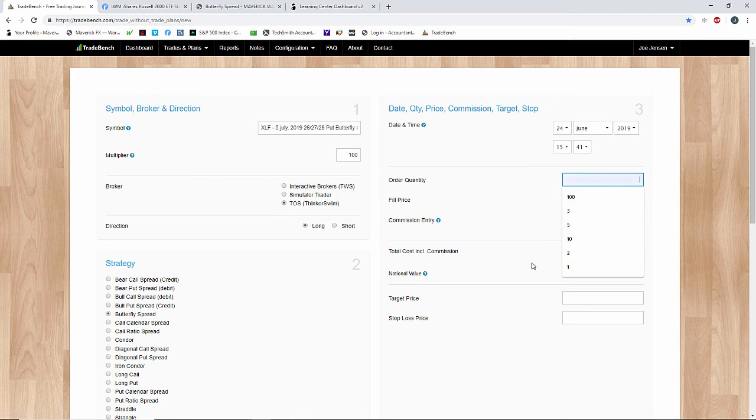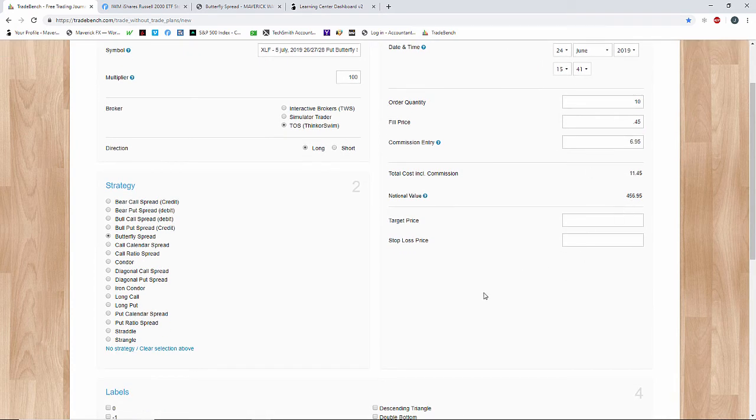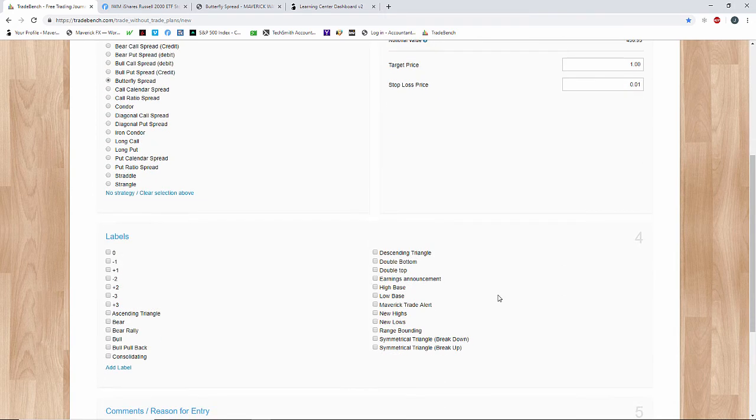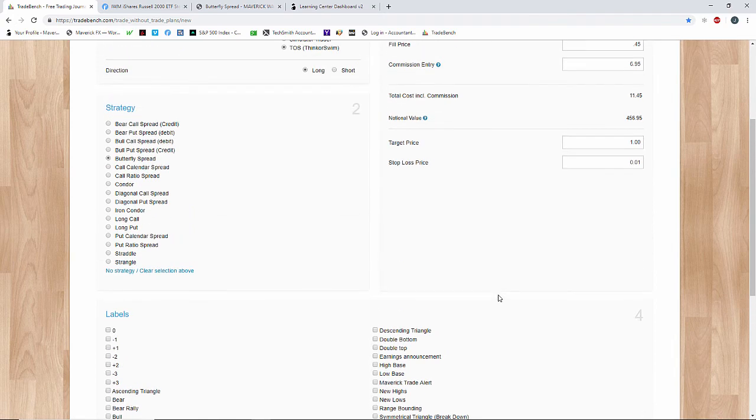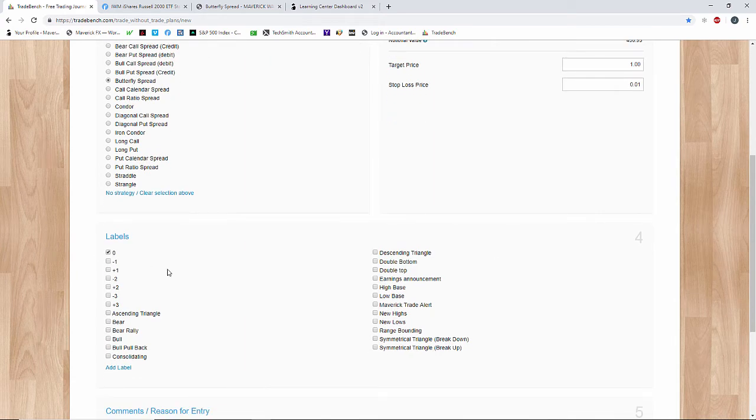I'll put this in first before we go fill out our filters. We're going to do 10 of them. And we're going to say we got that for the 45 cents that we wanted. And you can see our total risk is 456 bucks. Target price is going to be the difference of the two, or the high point. Since they're $1 wide, target price is going to be $1. And our stop loss is 0.01. So you can put in the target with these, because it's net gain. It's 100% loss or 100% gain. That's what's cool about that. Obviously, 0 on the label.